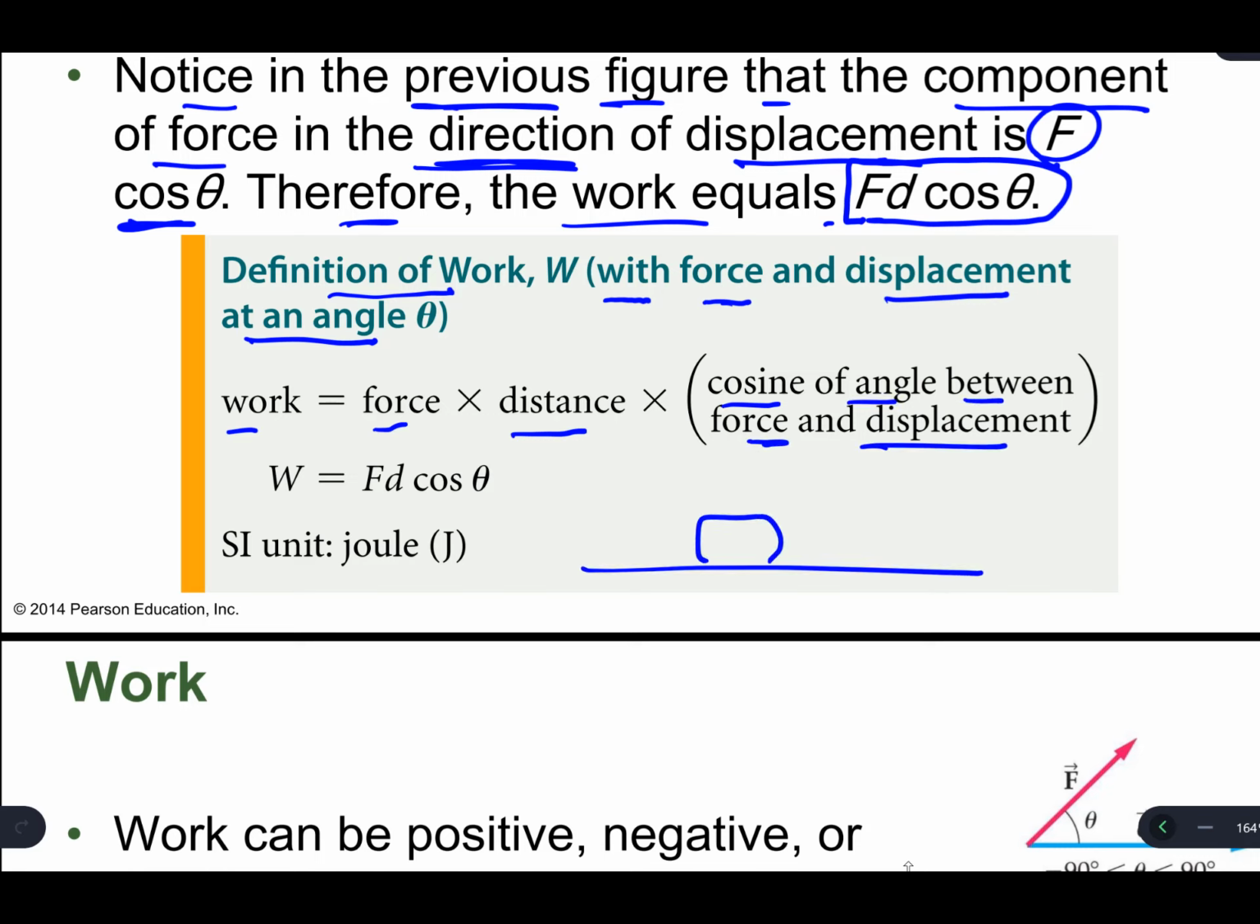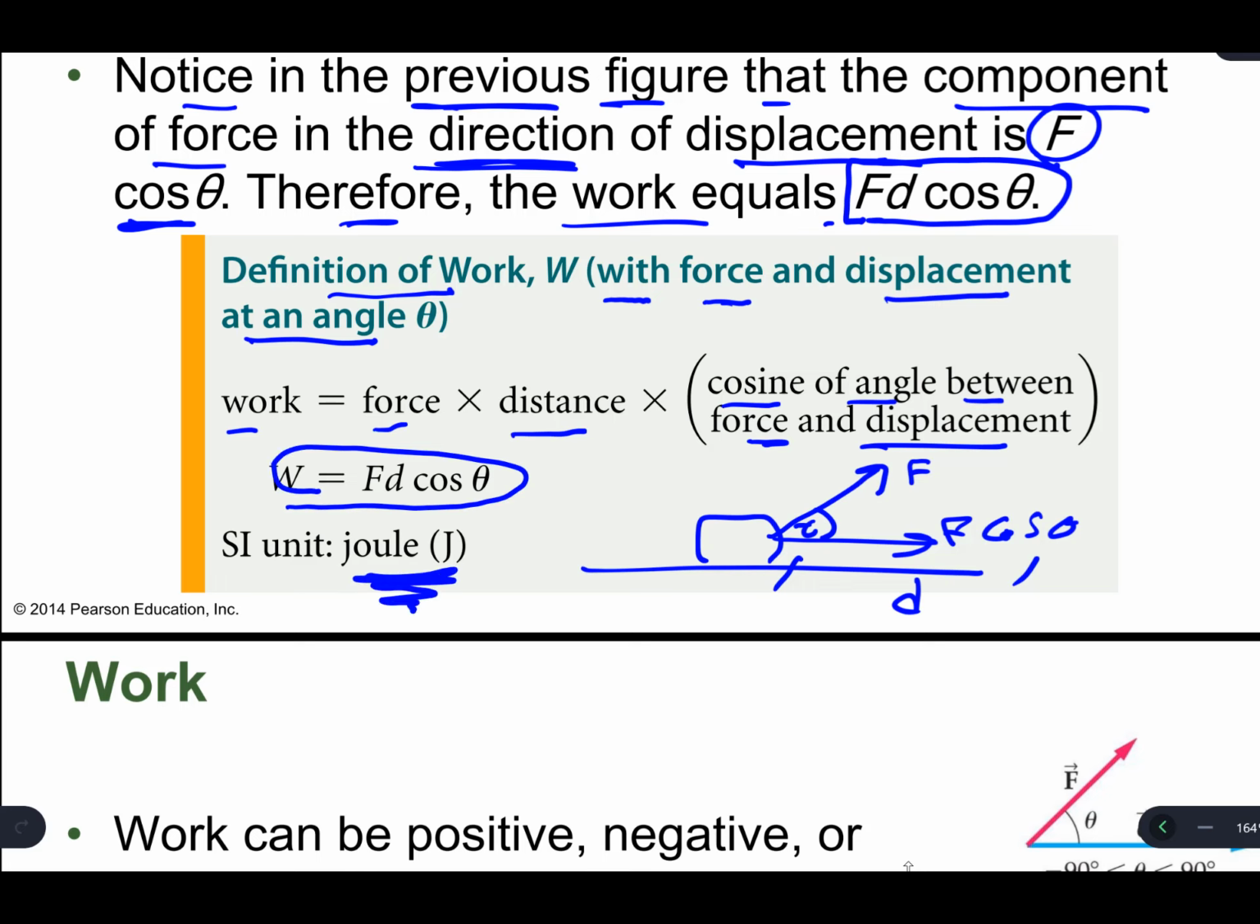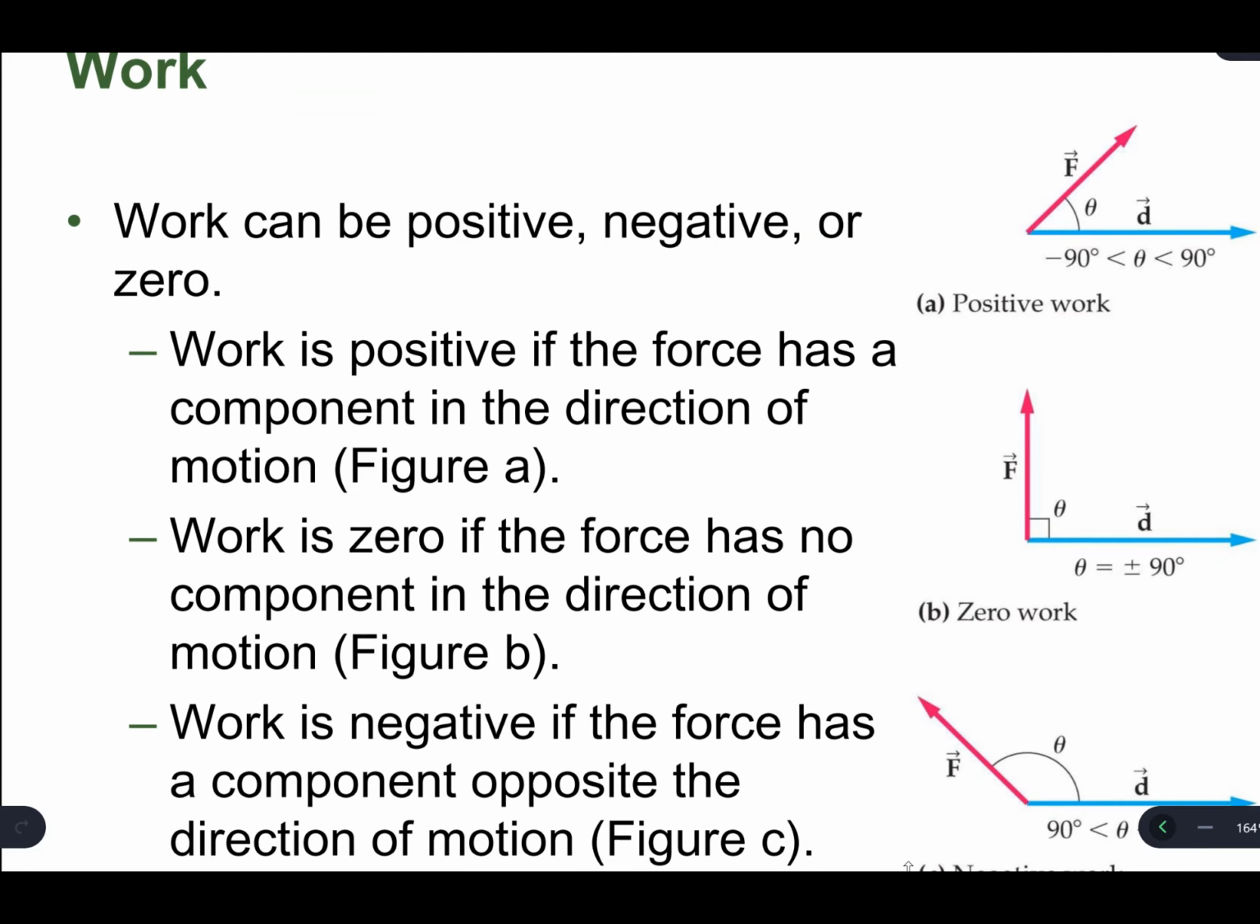This is a box and it moves this way, but the force is this way. So we will get F cosine theta times the displacement D. So W equals F D cosine theta, and the same unit is Joule, or don't forget Newton meter. Okay, guys? Let's go to the next slide.